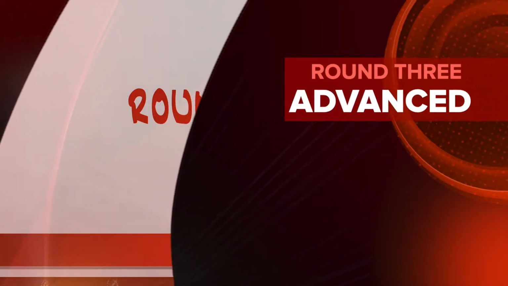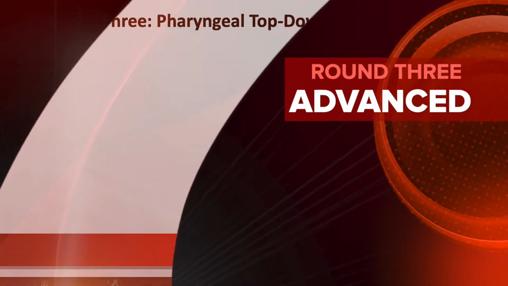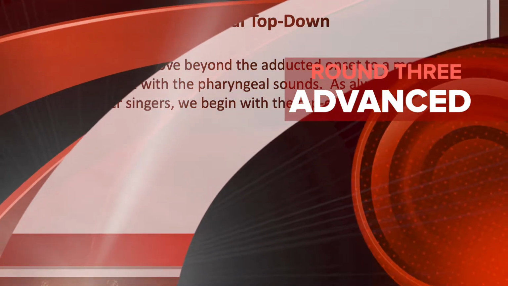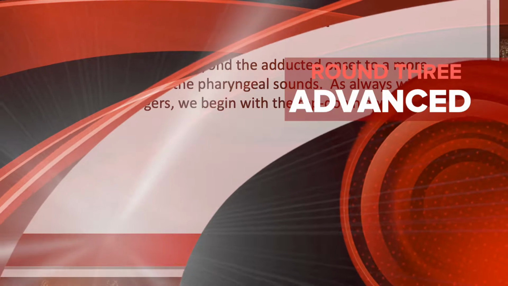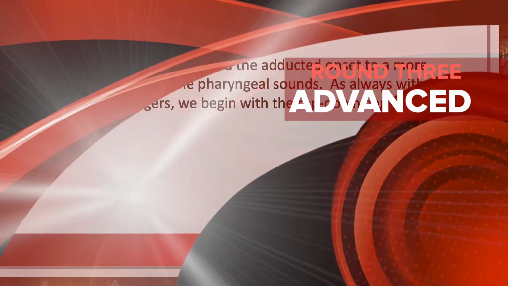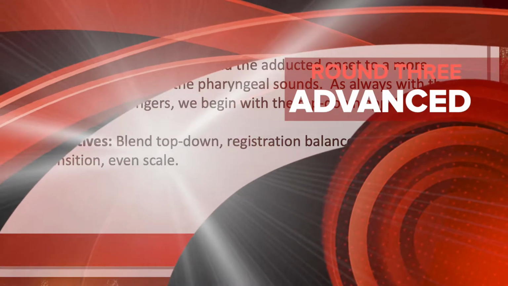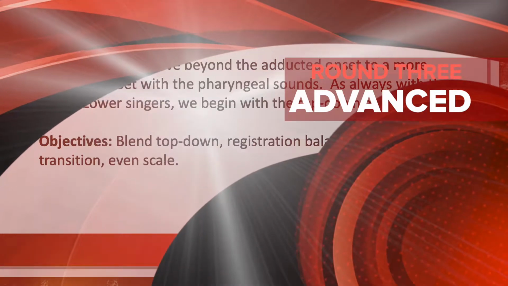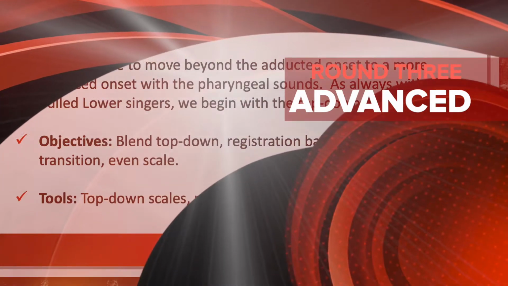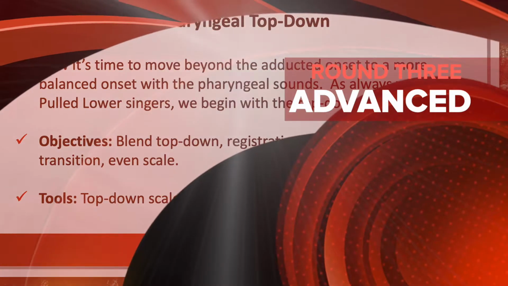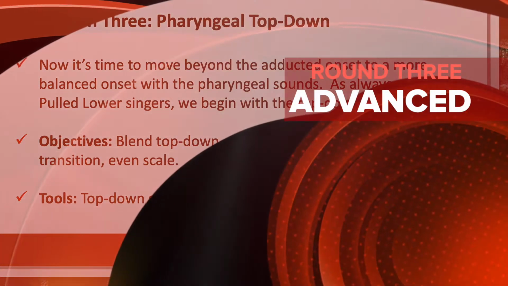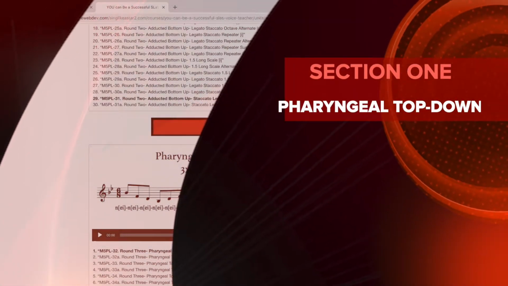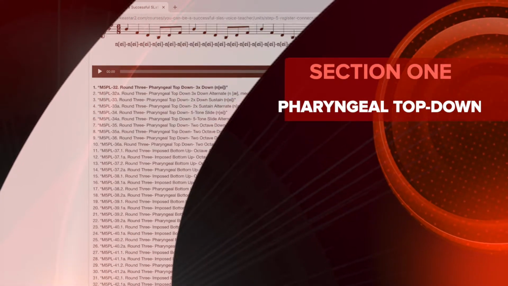Round 3. Pharyngeal top down. Now it's time to move beyond the adducted onset to a more balanced onset with the pharyngeal sounds. As always with the pulled lower singers, we begin with the top-down approach. Our objectives: to blend top-down, register balance, smooth transition, and an even scale. Our tools are top-down scales and pharyngeal or twang sounds. Round 3 advanced. We're going to move to the pharyngeal sounds and go back to our top-down approach to make sure that the singer does not pull.